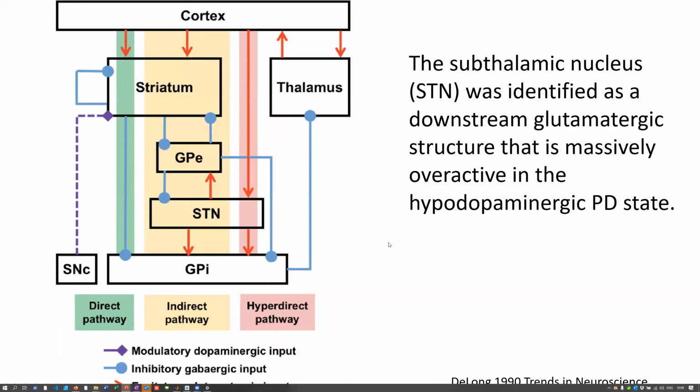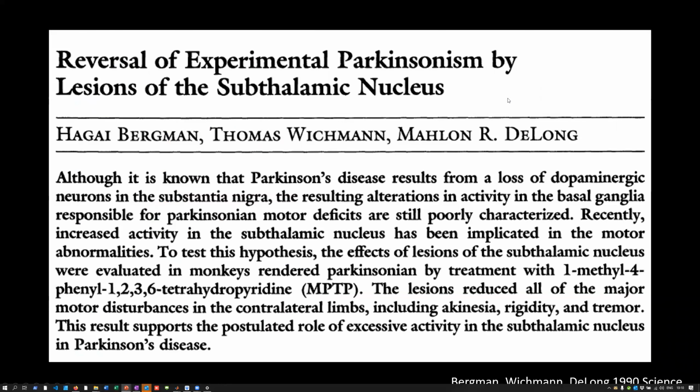And now we know a lot of complicated and complex interactions that evolve from cortex through striatum, basal ganglia, to the thalamus, that are associated with the Parkinsonian state and the hypodopaminergic state. And ultimately, the identification of MPTP from these drug users led to a new treatment for Parkinson's disease.